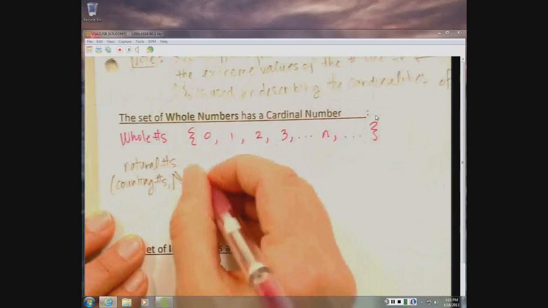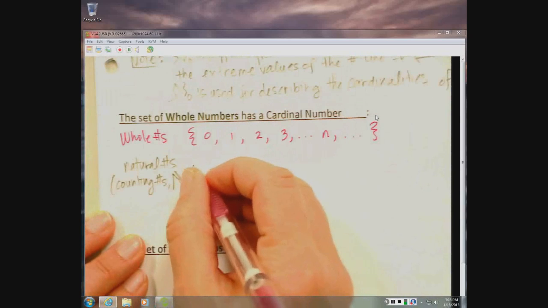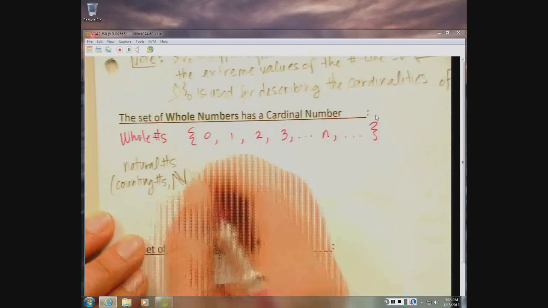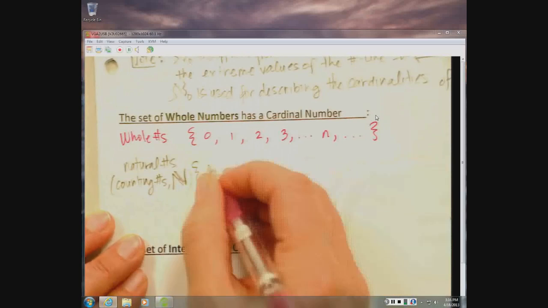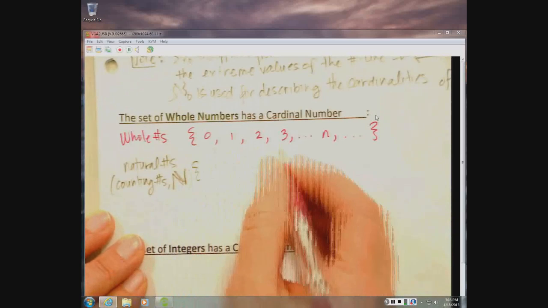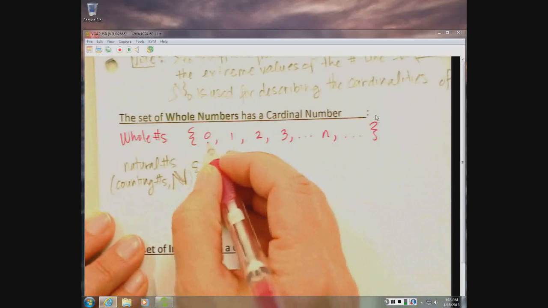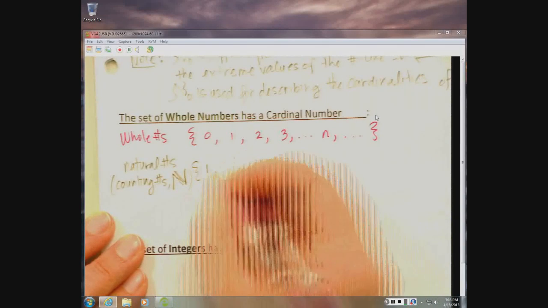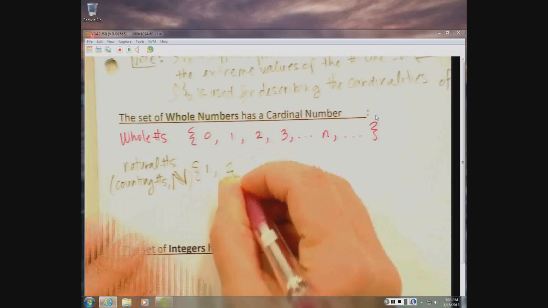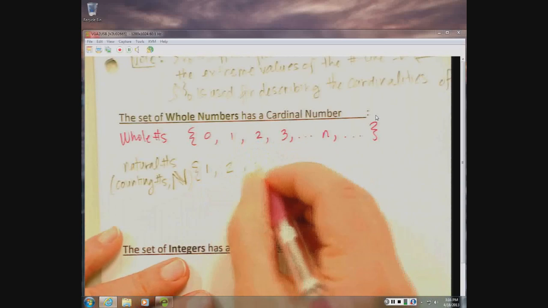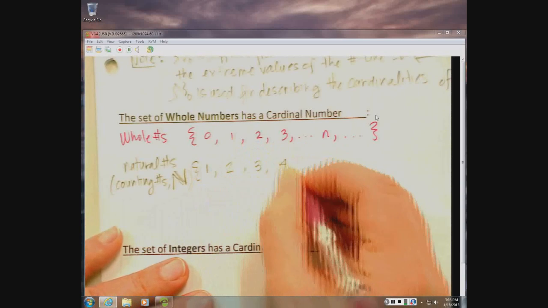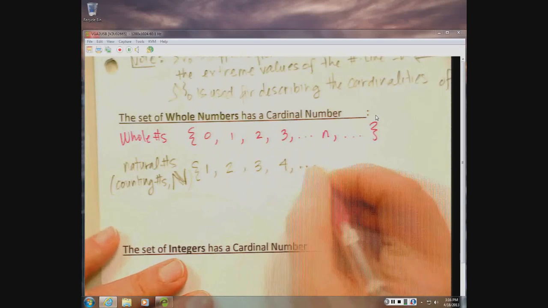So what I want to do is write the set of natural numbers, and I want to show that I can create a one-to-one correspondence. So we're going to say 0 is the first number. This is my second number. This is my third number. This is my fourth number, and so on.